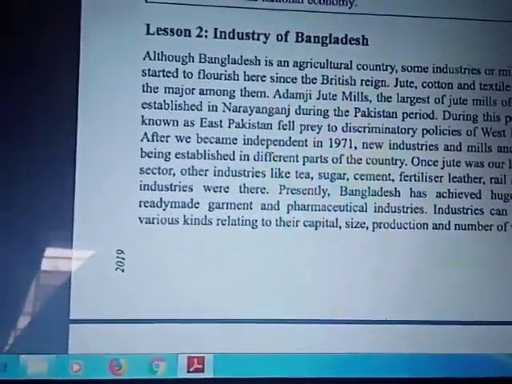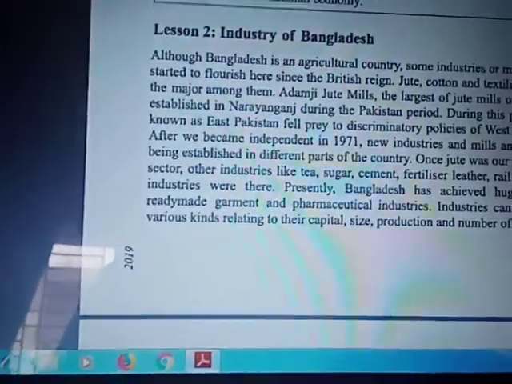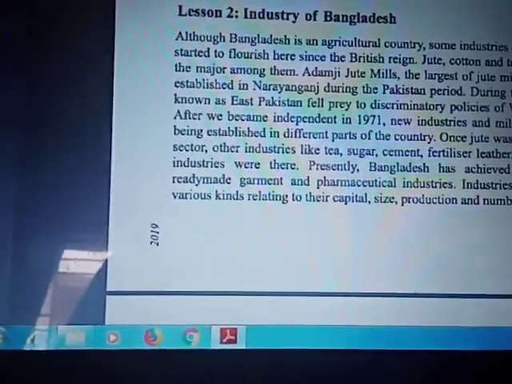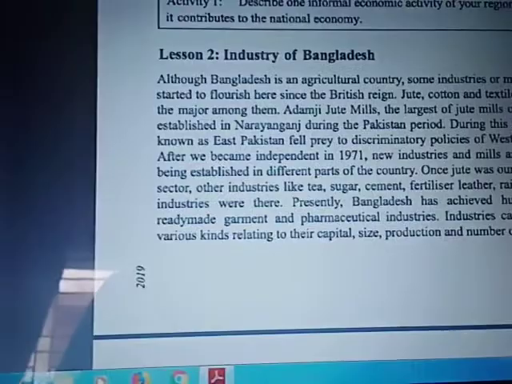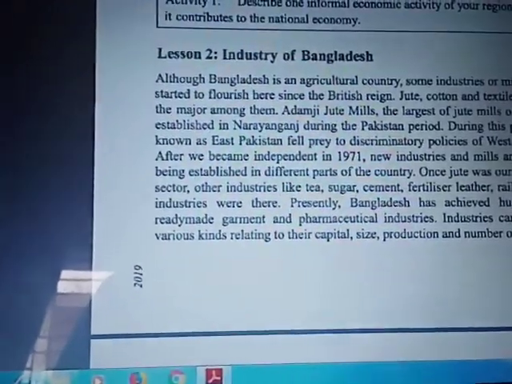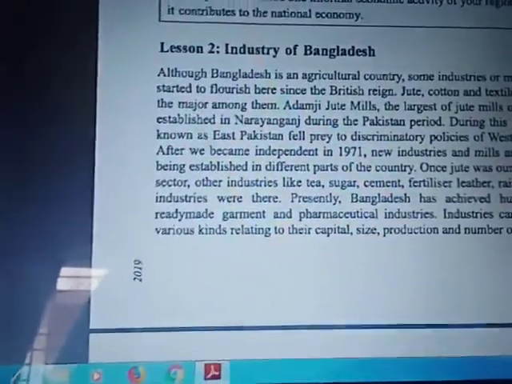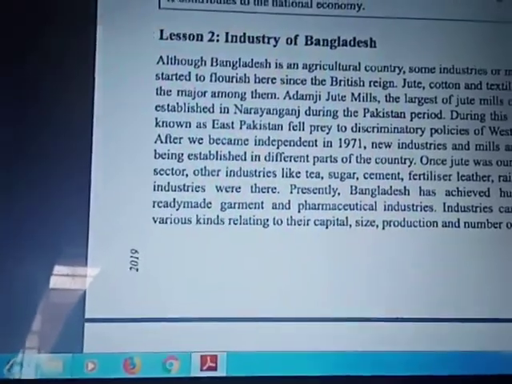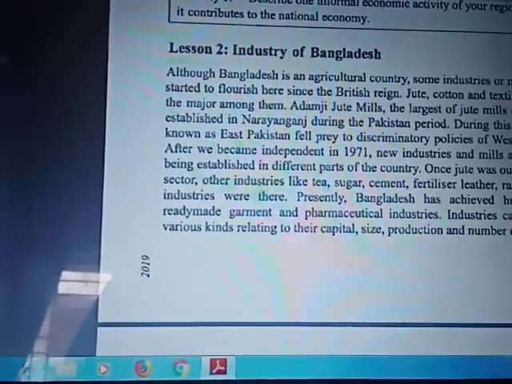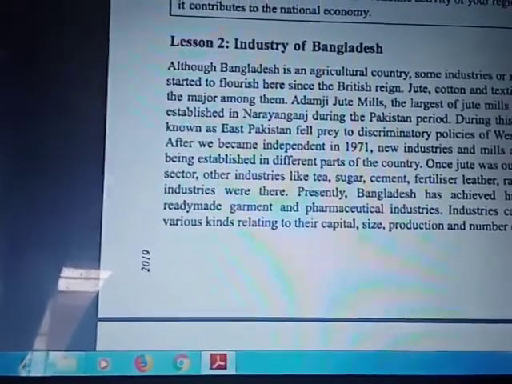You know, jute, we can call the golden fiber of jute. We can call jute the golden fiber because it's earning foreign money. New industries, mills and factories were being established in different parts of our country.